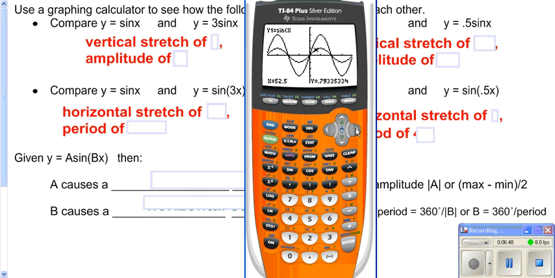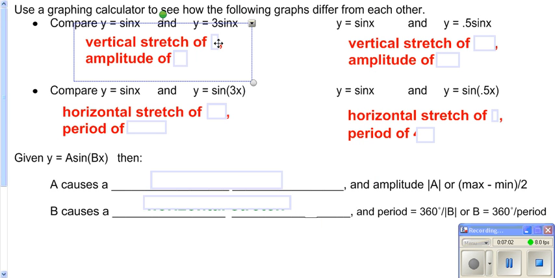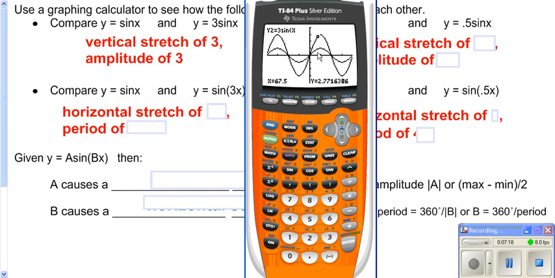And you realize that for the second one, that's the one with the 3 in front. Well, how far up does it really go? It goes up to a height of 3. How far down does it go? It goes to a height of 3. So we would say for this particular problem, we would have a vertical stretch of 3 because it was 3 times higher than our original function. We would say it has an amplitude of 3 because it goes 3 above and 3 below that horizontal line. Your horizontal line goes 3 units above, 3 units below.